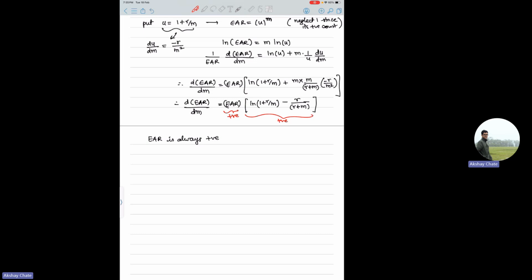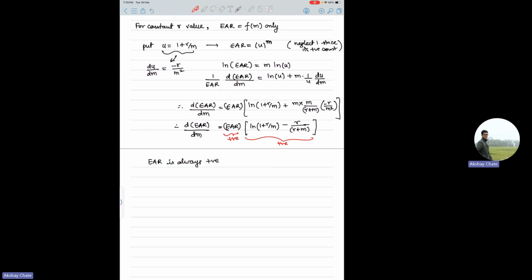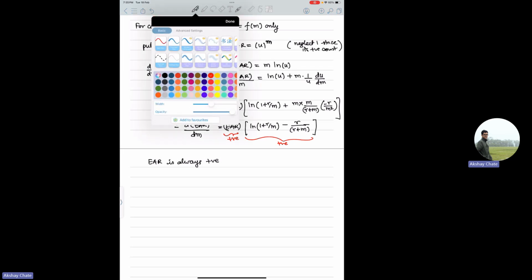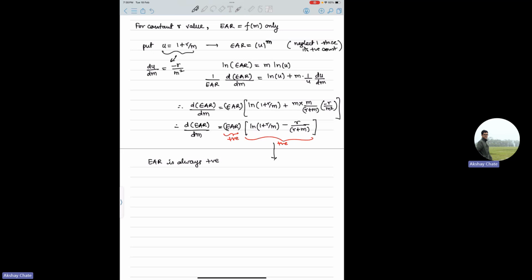Okay, see, one thing you can do is convert everything in terms of R by M, because we have this U variable, right? If I do everything in terms of R by M, this bracket becomes ln of U minus R by M, which will be U by U plus 1, correct? And U will always be greater than 1. As n tends to infinity, it will achieve 1.